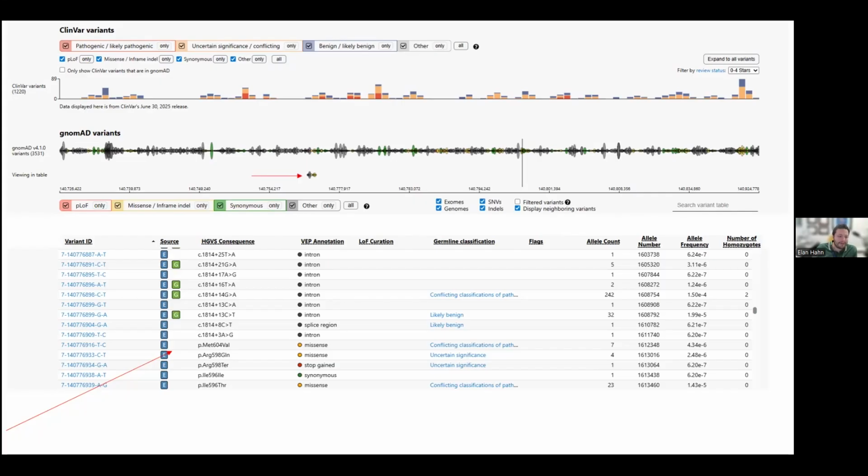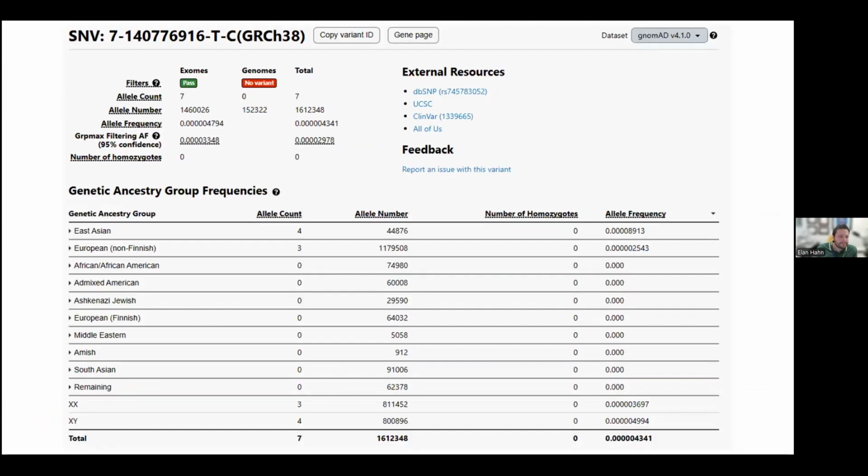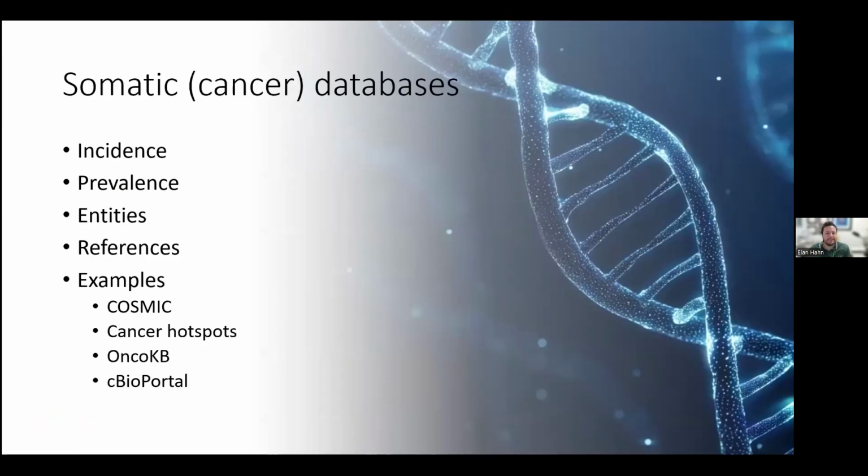But if we do click on one of these variants, you can see the breakdown based on allele frequency in different populations and a total count as well, which is helpful for interpreting these variants.